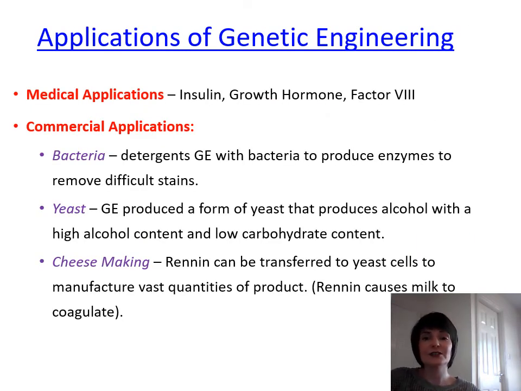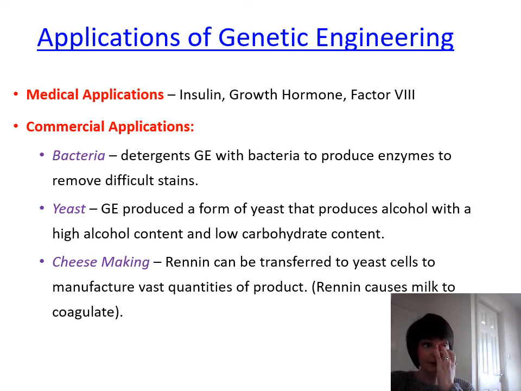Certain applications of genetic engineering kind of tie in with the advantages. The medical applications of genetic engineering: you can use it to make insulin, growth hormone, and factor VIII. Other examples of genetic engineering, for instance, bacteria. We can make detergents with bacteria to produce enzymes to remove difficult stains.